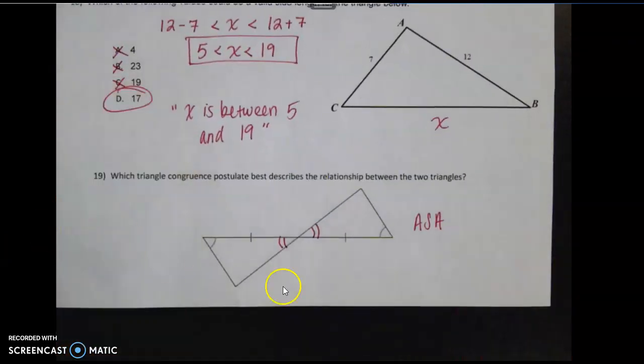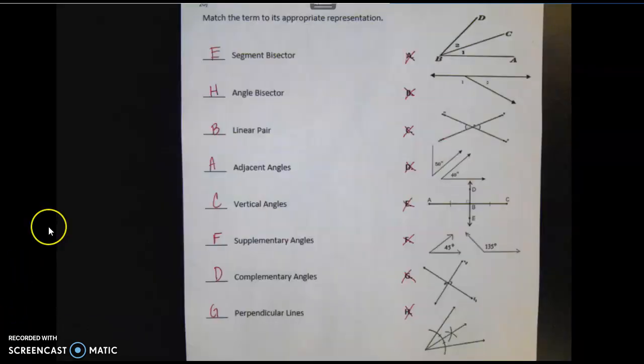Number 19, I've got an angle. It gave me tick marks for a side. Vertical angles are congruent, so angle, side, angle. Angle, side, angle. All right, I'm going to leave this here so you can pause the video. Now feel free to ask me or your teacher questions. Some of these could be one or the other.